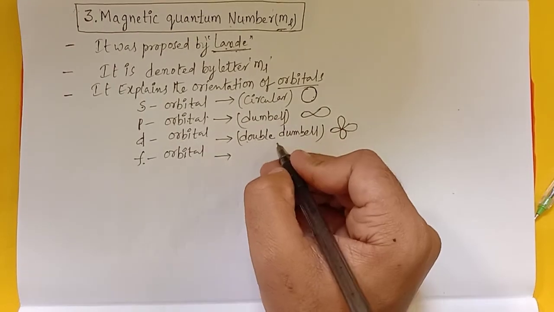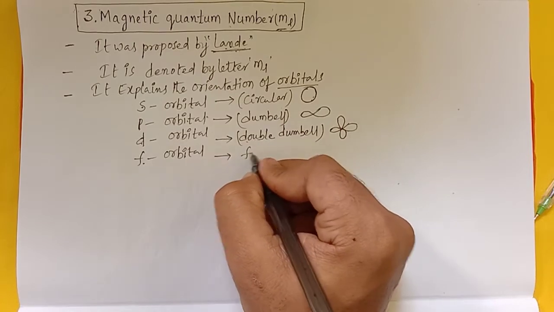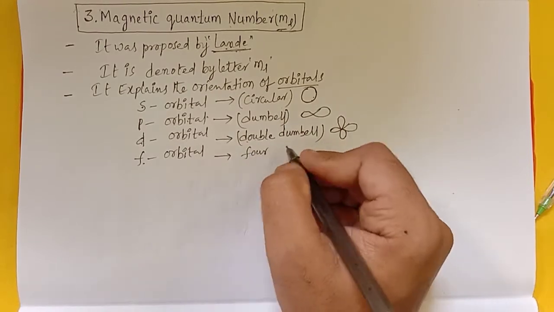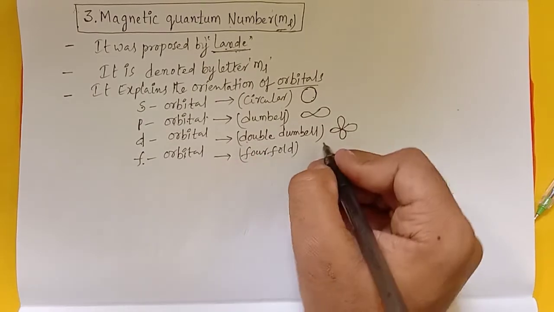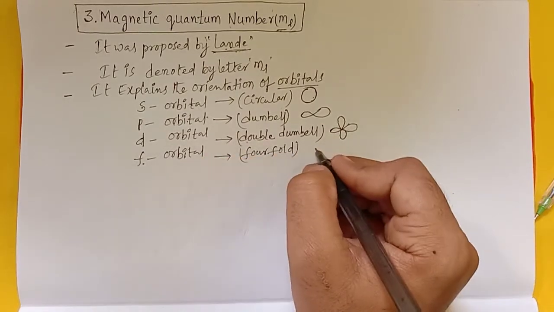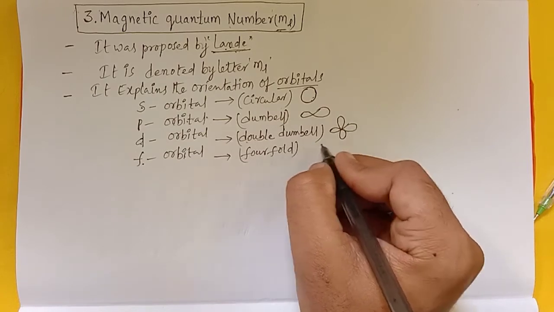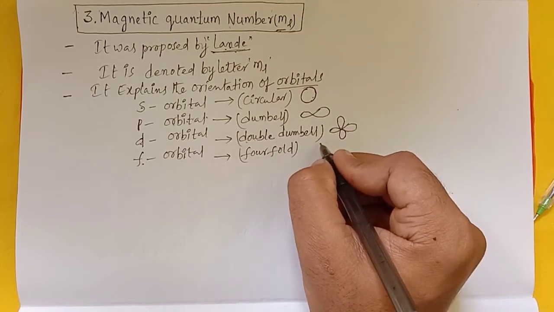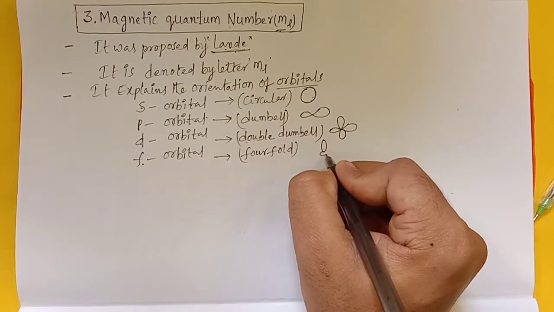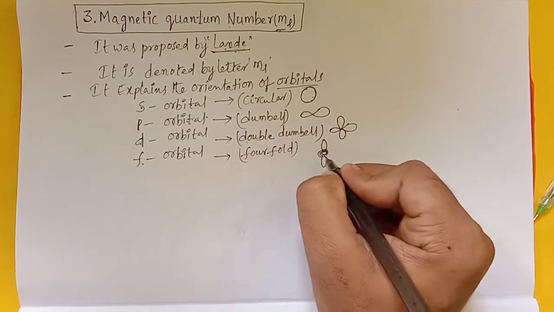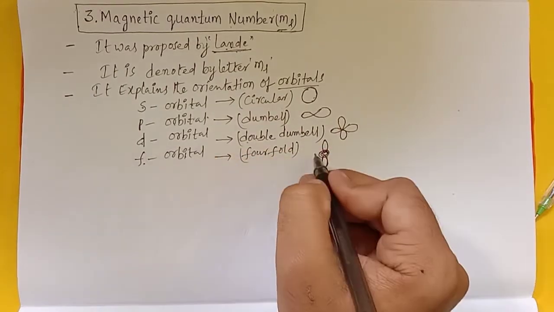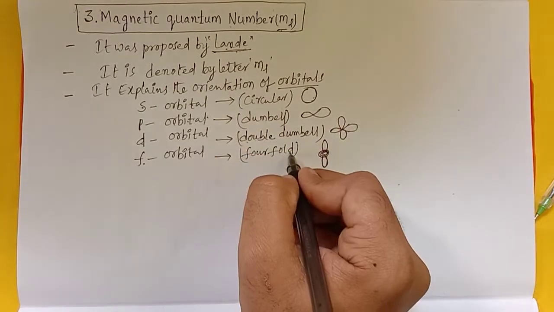And what about the F orbital? That is a 4-fold shape. It is not important from the examination point of view. The F orbital is not given in the examination, but we need to remember this shape. This is the F orbital shape, the 4-fold shape.